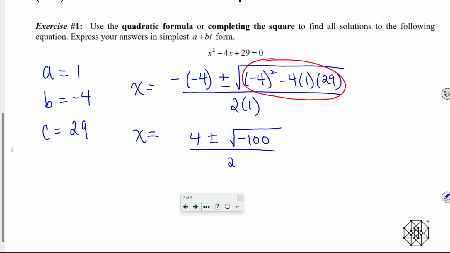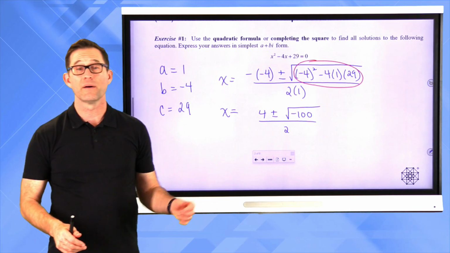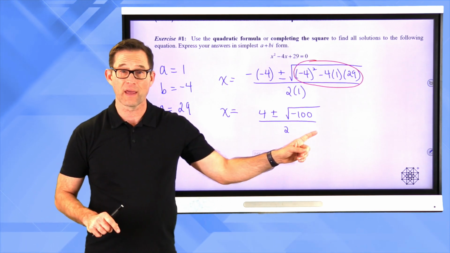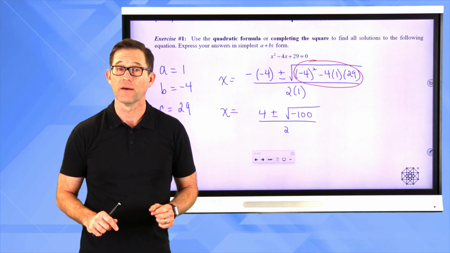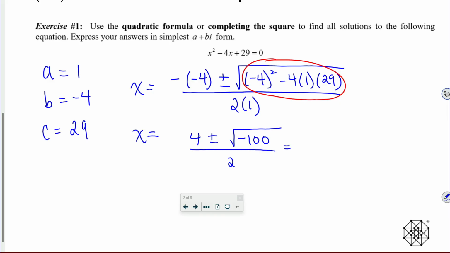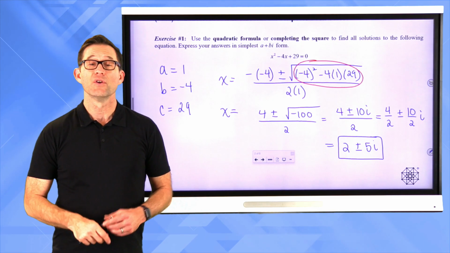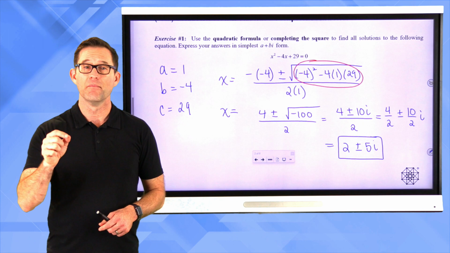Again, prior to this, what we would have done is we would have said, well, I'm sorry, but that means that this has no solutions. Now, I know that the square root of negative 100 is simply 10i, or 10 times i. So I can now write this as 4 plus or minus 10 times i, all divided by 2. And I can distribute that 2, so I'll have 4 divided by 2 plus or minus 10 divided by 2 i, and that's going to be 2 plus or minus 5 times i. So we've got two complex solutions, 2 plus 5i and 2 minus 5i.